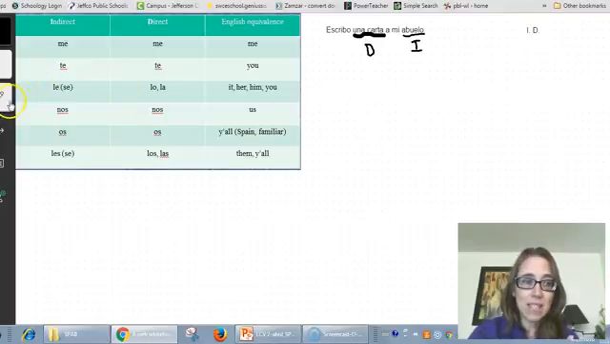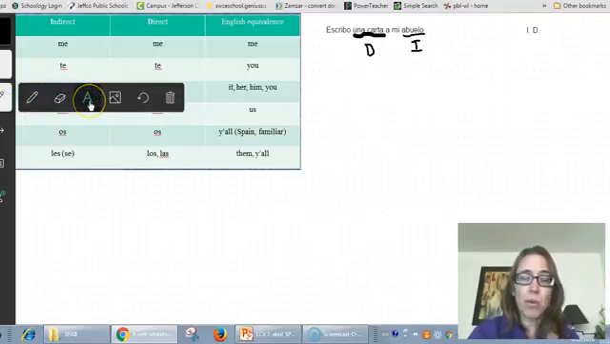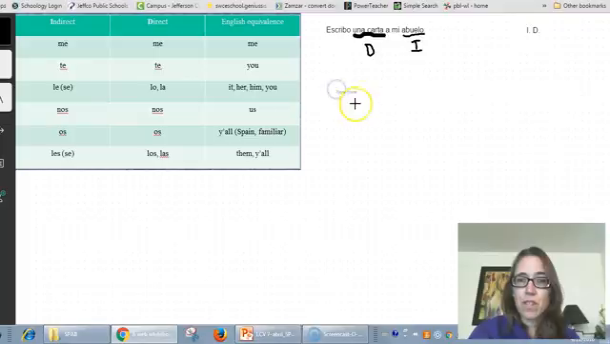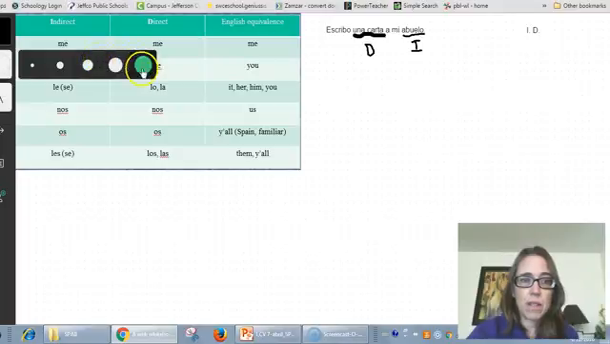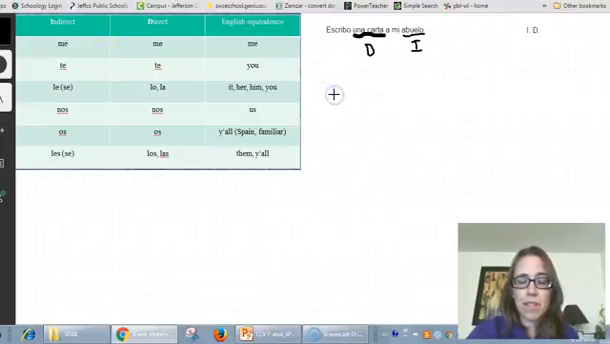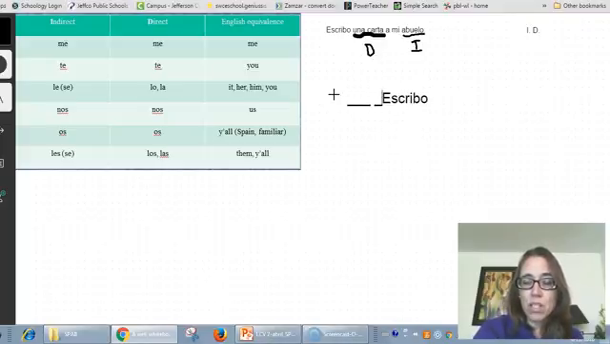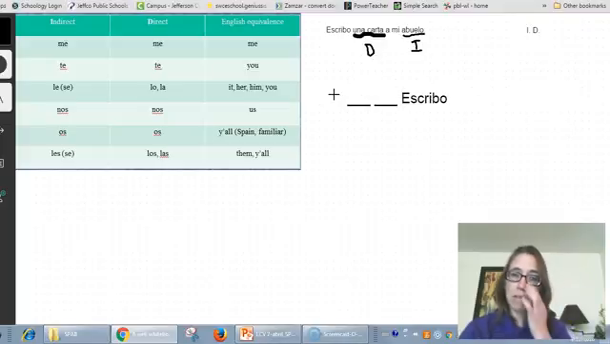So to rewrite this, I'm going to just write down the verb first. I'm going to make some space. Actually, I can make this larger this way. There we go. And I'm going to just write down escribo. So before escribo, though, I'm going to have two object pronouns. The first one will be the indirect object pronoun.